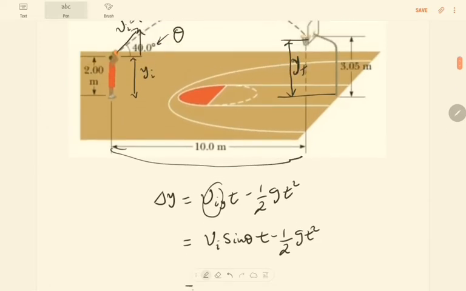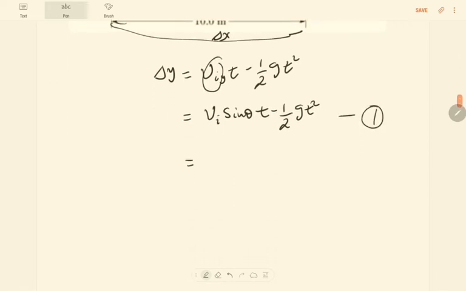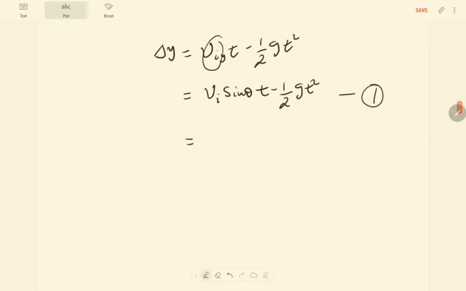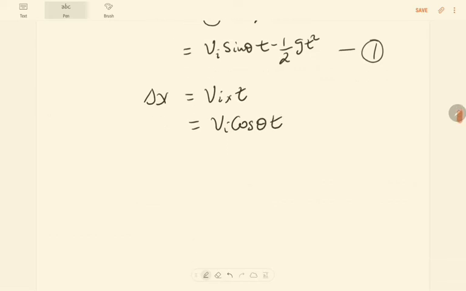Now here we have been given the range or horizontal displacement. Let's say this is delta x. Now the time should be expressed using delta x and the initial velocity along the x direction. So let's take this as equation 1. Another equation we need is delta x, as always, equals v initial along the x direction times t, which is to say v initial cosine theta times t. Look here, time can be expressed in terms of v initial and delta x. So t equals delta x over v initial cosine theta. Take this as equation 2.